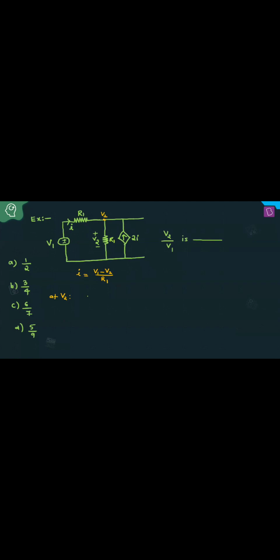If you apply nodal analysis at V2, then (V2 minus V1) by R1, plus V2 by R1. This current is entering at this node, so minus 2I equals 0. Then (V2 minus V1) by R1 plus V2 by R1 minus 2 into I, where I equals (V1 minus V2) by R1, is equal to 0. Take R1 common; this side becomes 0. V2 minus V1 plus V2 minus 2 into (V1 minus V2) is equal to 0.